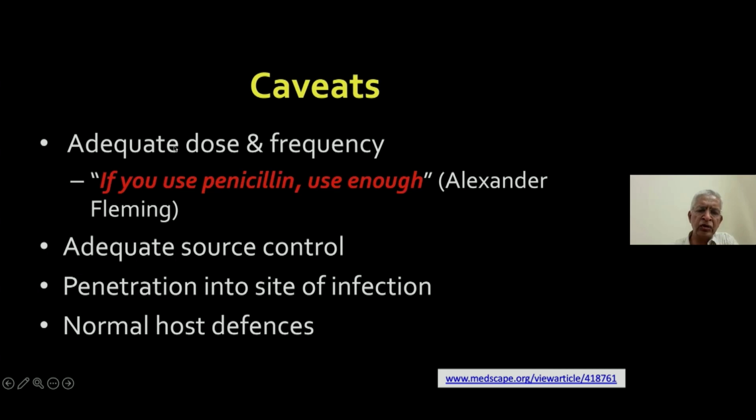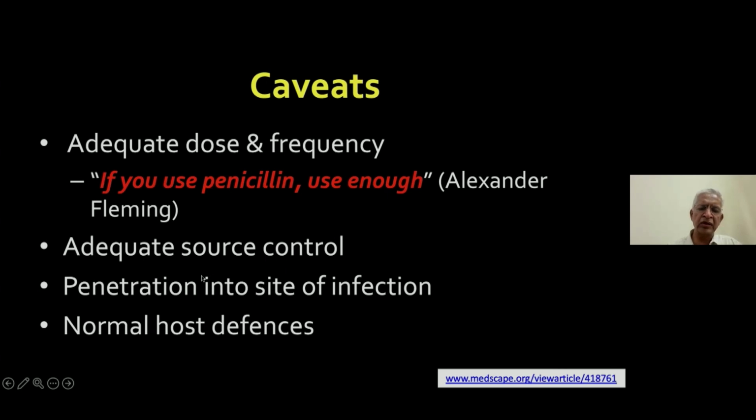You should always use adequate dose and frequency, what is called dose optimization of the antimicrobials. Remember Alexander Fleming's famous statement: if you use penicillin, use enough. Adequate source control. In the bloodstream infection trial, all the patients who got short course therapy had adequate source control. Remove the line, drain the abscess, do debridement, extremely important. Short course therapy is only if you can ensure adequate source control.